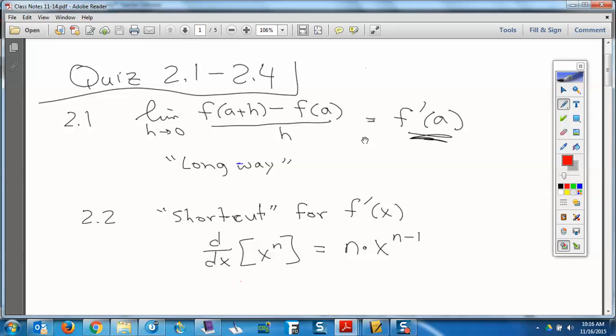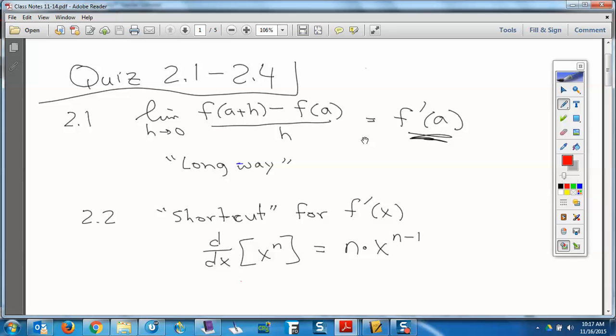So we started the chapter here with the definition of the derivative. We later changed those a's to x's, but it's the same thing. It's the slope between 2 points. This part of it is the slope between 2 points, right? What are the 2 points? A plus h and a. Those are the 2 points. H is the distance between the 2 points, right?